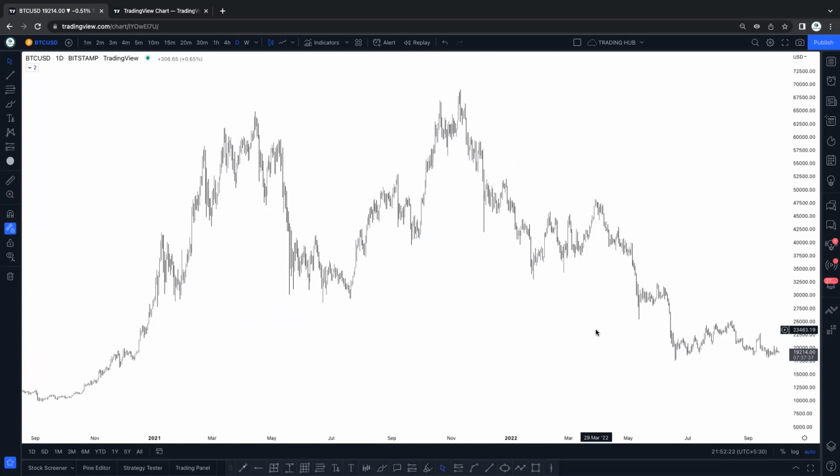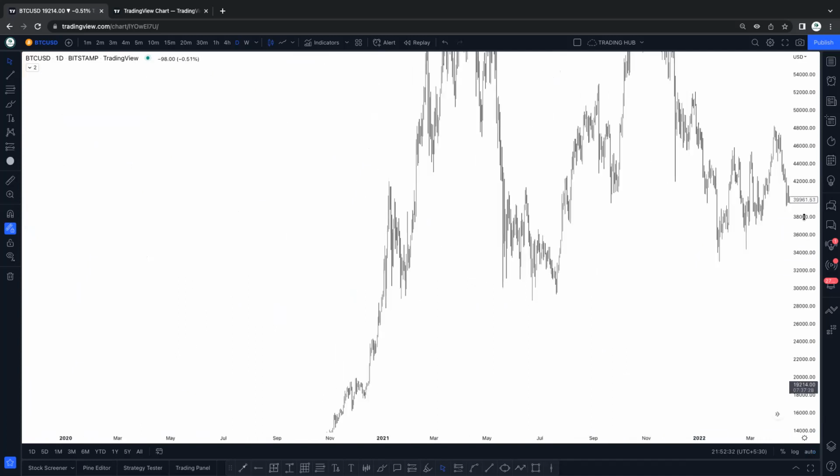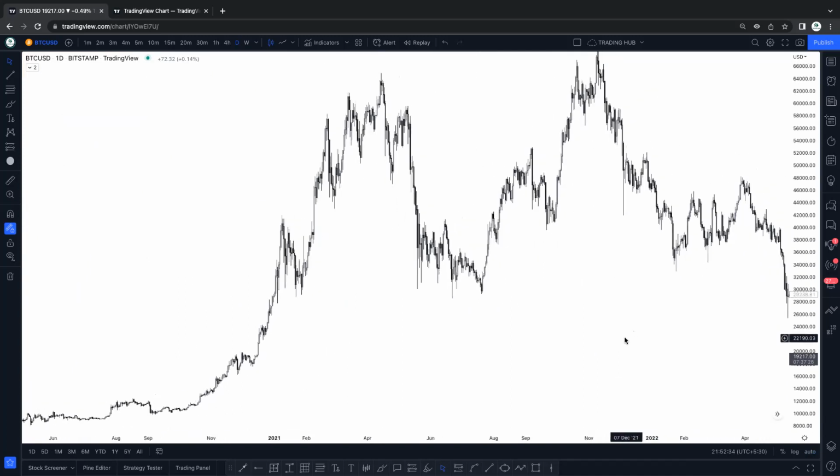Don't we have a back testing? I think it takes a lot of time, but let's see. Let's see some little bit back testing if possible.